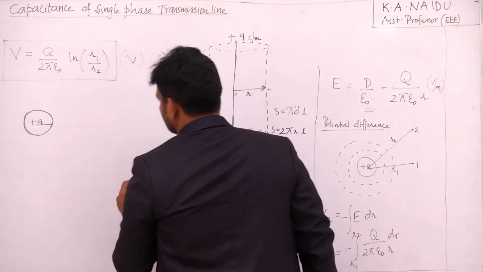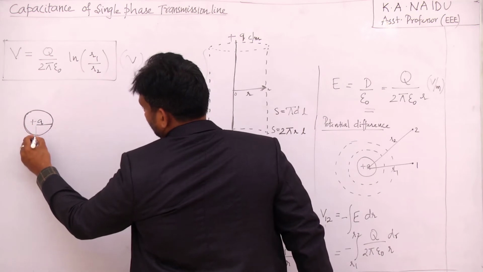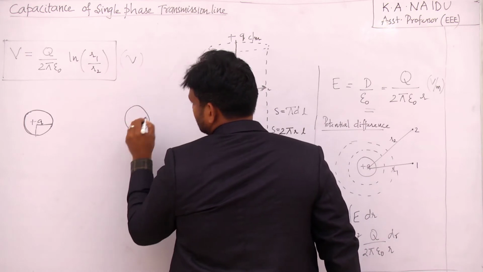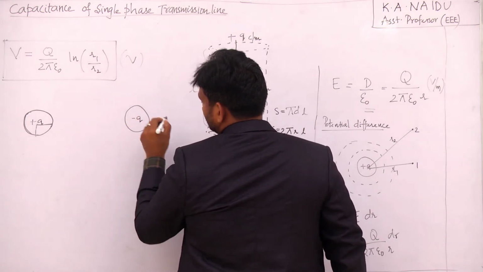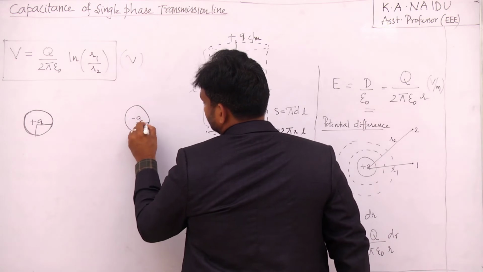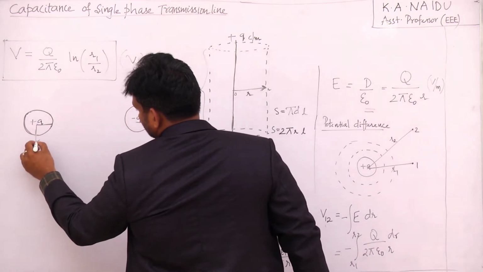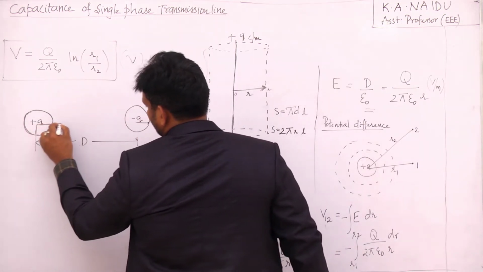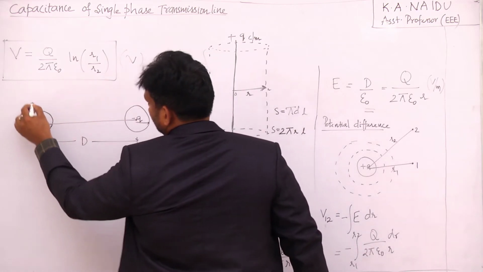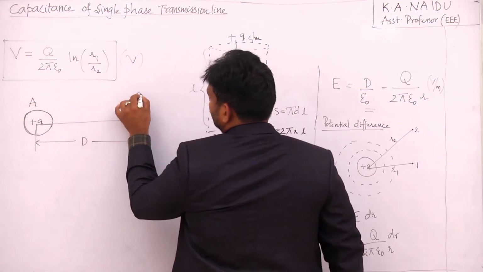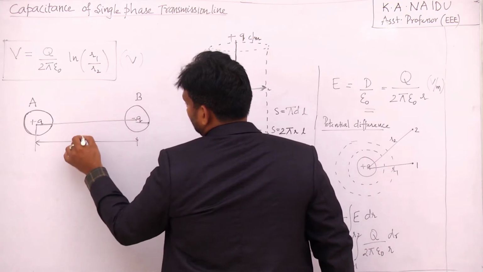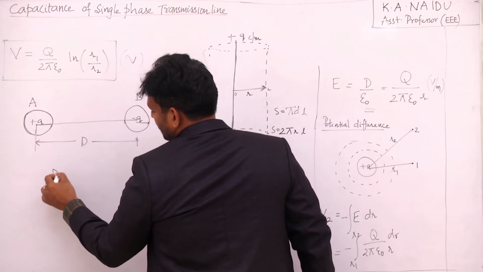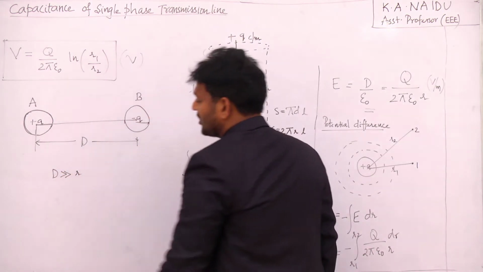This is also another conductor which is having a charge minus Q, and it is also having a radius r. These two conductors are separated by a distance D. So the distance between the center of conductor 1, or you can call this conductor A, and conductor B, is capital D. So this is r, and also we assume D is very large compared to r.